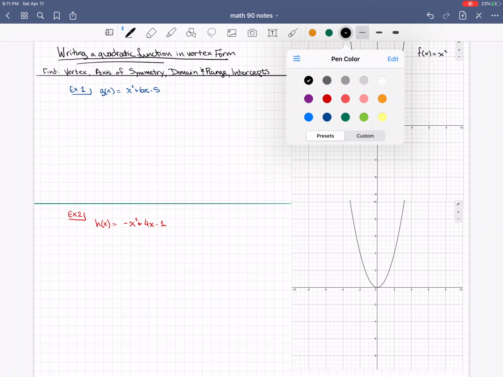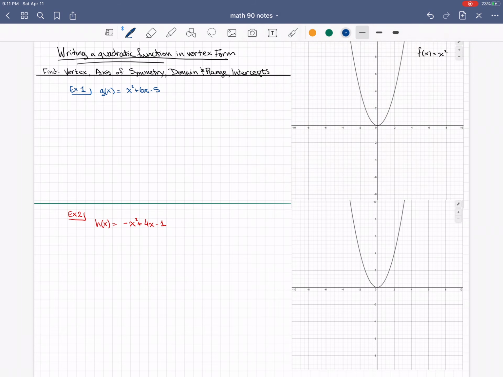So for our first example, we are going to transform the function g of x equals x squared plus 6x minus 5 into vertex form. I'm going to remind you, and I'll probably remind you again in this lesson, the goal is to get it in the form a times x minus h squared plus k. So we're going to end up having to complete a square here. That's going to be the plan when we write functions that are not in vertex form in vertex form. Now, a here is the leading coefficient.